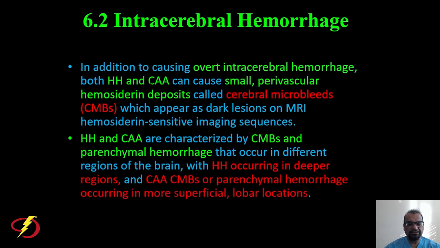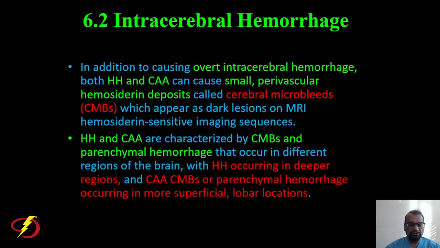Both hypertensive hemorrhage and cerebral amyloid angiopathy can, in addition to causing major bleeds in the brain, cause small perivascular hemosiderin deposits. Hemosiderin is the iron component of your blood. And these small deposits are called cerebral microbleeds. Okay, they appear as dark lesions on MRI hemosiderin sensitive imaging sequences. I'll show you them in a minute, it'll make more sense. So both hypertensive hemorrhage and cerebral amyloid angiopathy are characterized by both these small cerebral microbleeds and gross parenchymal hemorrhage. And we'll show that in a minute, okay?